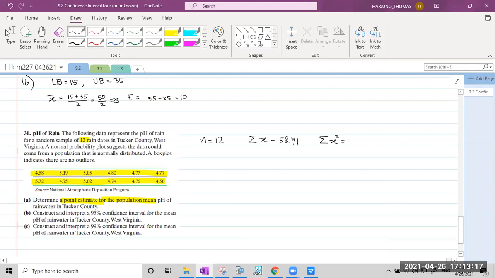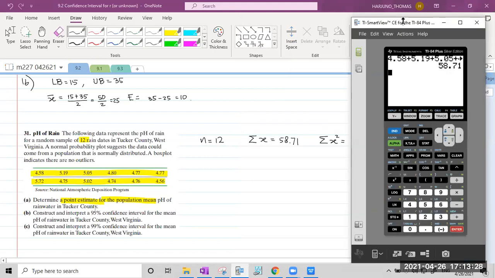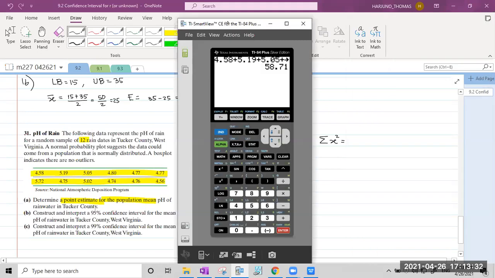There's actually another way to compute the sample mean and sample standard deviation using the TI-84. I will show you that later on. But for now, let's just do this the slow way. Now, the second thing I need to compute is the sum of x squared. Basically, you square each data point and then you add them.